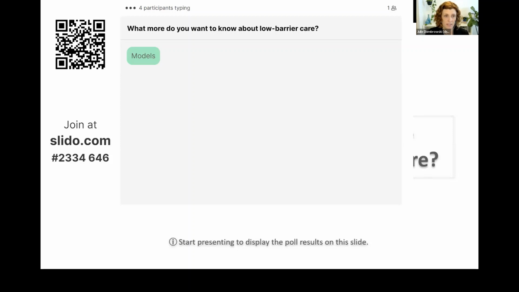Models. Yes, I think knowing more details about the models that are available, how they're doing things, how they might be different from each other.